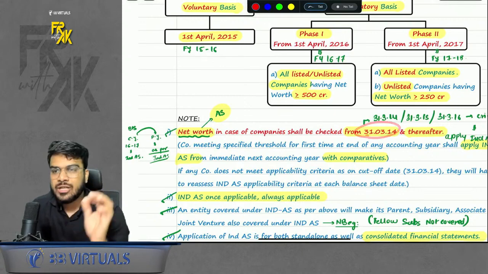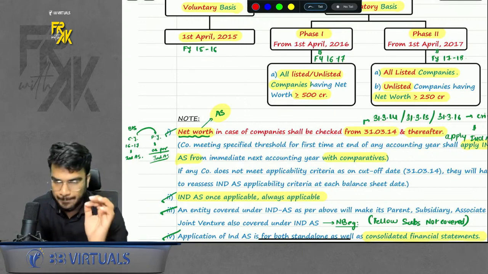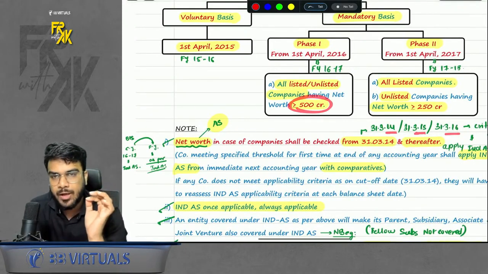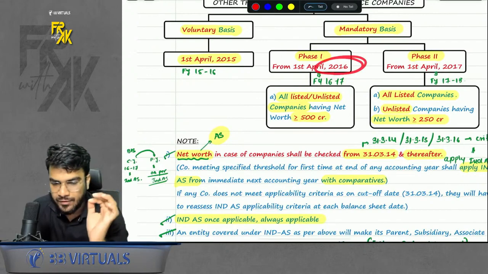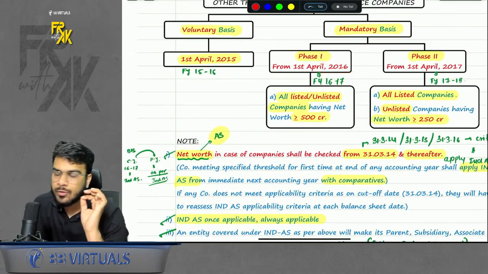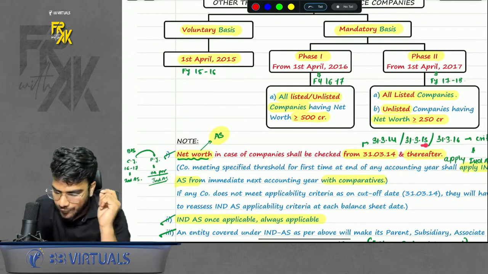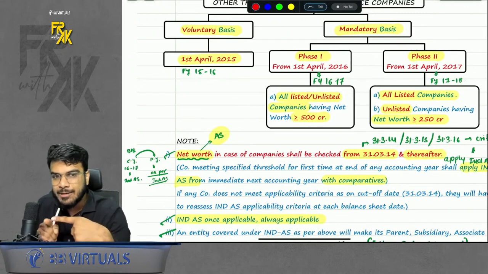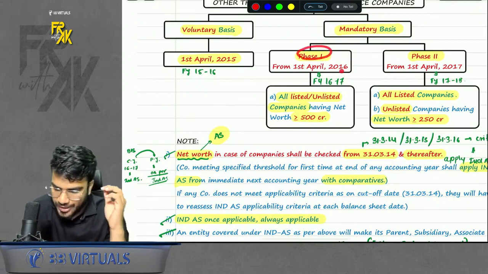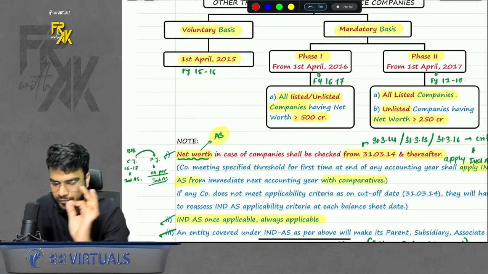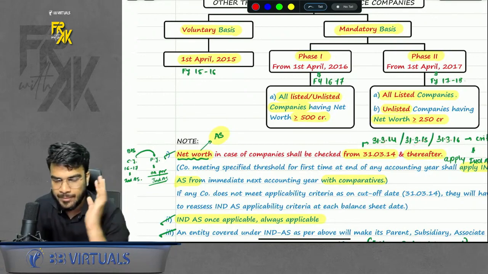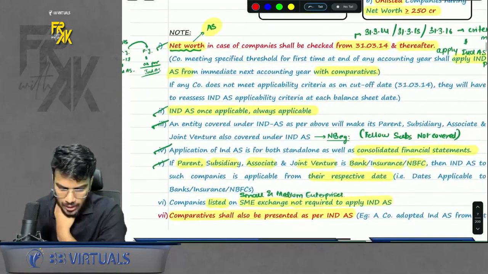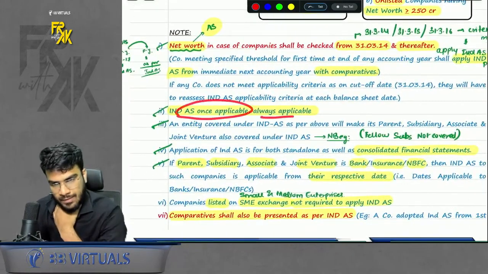The net worth which we check, we should start checking from 31st March 14. So if the 500 crore criteria is met in 14, 15 or 16, then from 1st April 16 itself, that is under phase 1, you will apply IND AS. Why? Because if the criteria is met in any financial year, you should apply IND AS from the immediately next financial year. So before phase 1 starts, if you meet the criteria in any of these years, you will apply it from phase 1. Otherwise, you will apply from phase 2 if the criteria is not met or if you meet it on a later date. Apart from this, IND AS once applicable, always applicable.